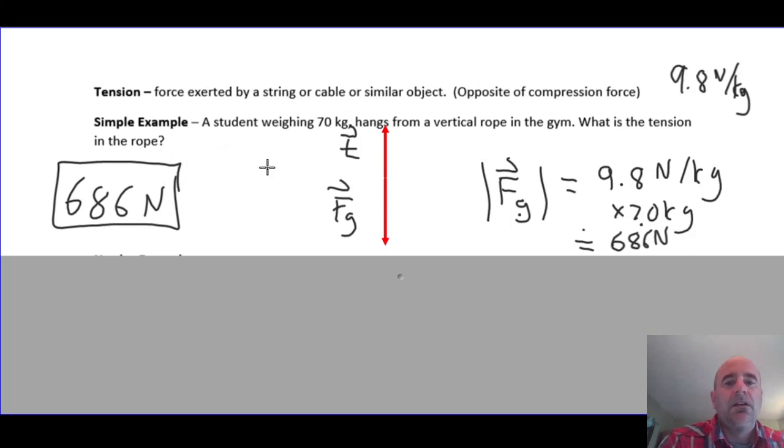Okay. If a heavier student were to do the same thing, then the tension in the rope increases. If a lighter student were to do the same thing, then the tension in the rope decreases. Eventually, if someone was too heavy, the tension force would be too strong for the rope and the rope would snap. But that's a very simple example of tension. It goes up in this example. Let's look at a more interesting example.